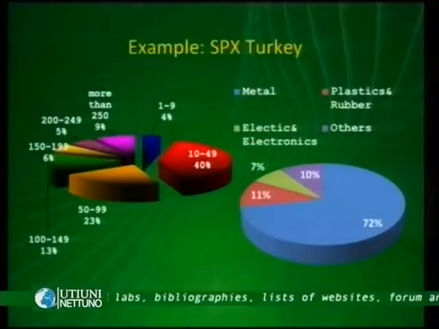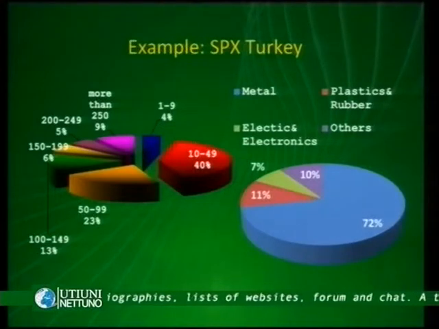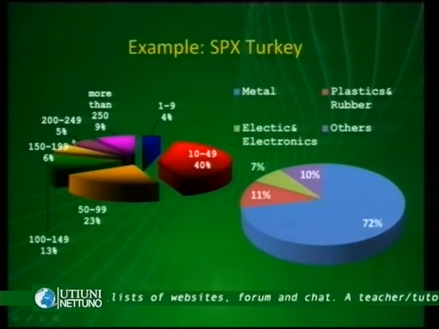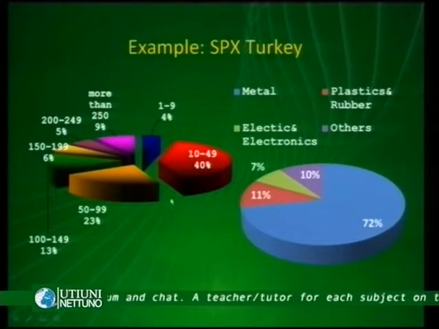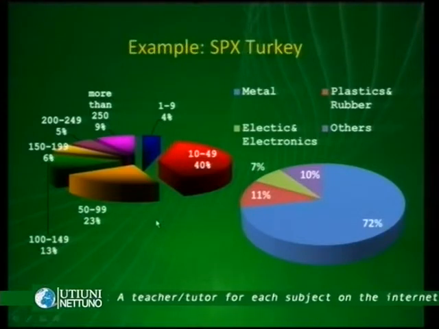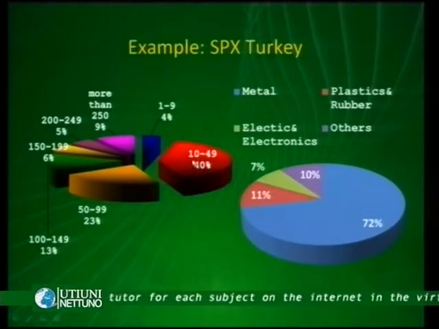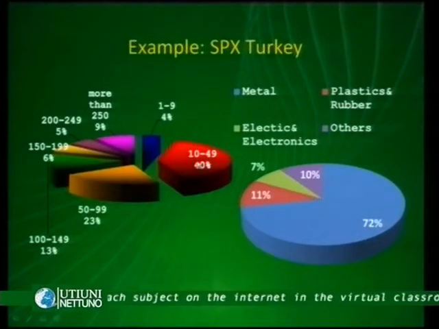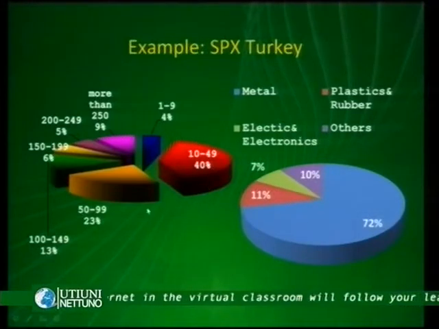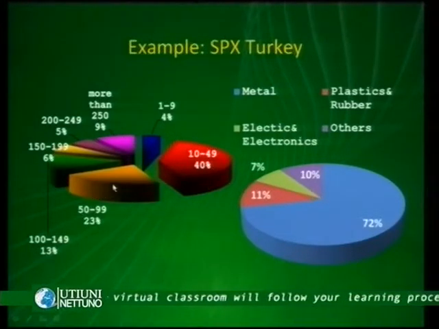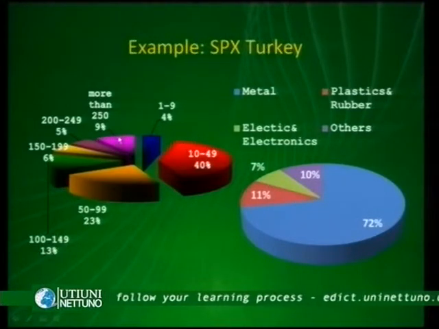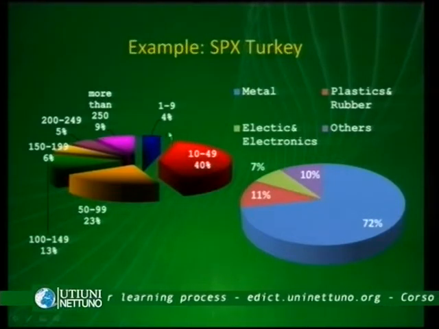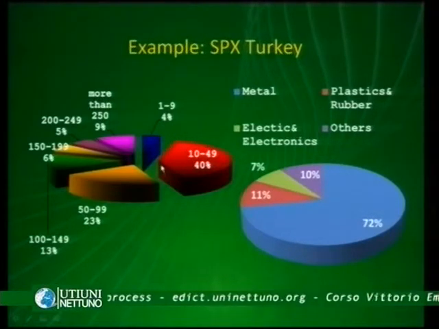To give you an example of the sectoral composition of SPX Turkey, this is the size of the companies that are part of the database of SPX Turkey. There are about 2,200 overall, and the majority are small, basically between 10 and 49 employees, 40%, followed by 50 to 99 employees, about 23%, and then there are a few very large companies and also equally few very small micro companies.